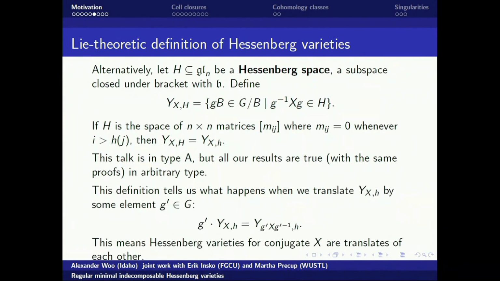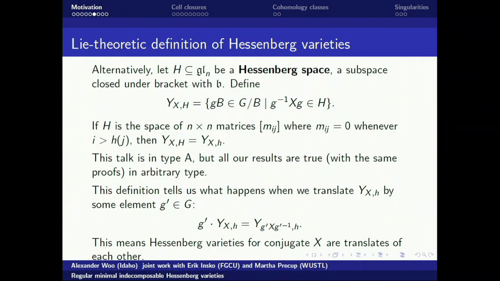This has a notion for general type. Let me tell you what it is. So instead of picking a Hessenberg function, I pick a subspace of the Lie algebra that's closed under bracket with B, and in particular, that means it's closed under the bracket of H.